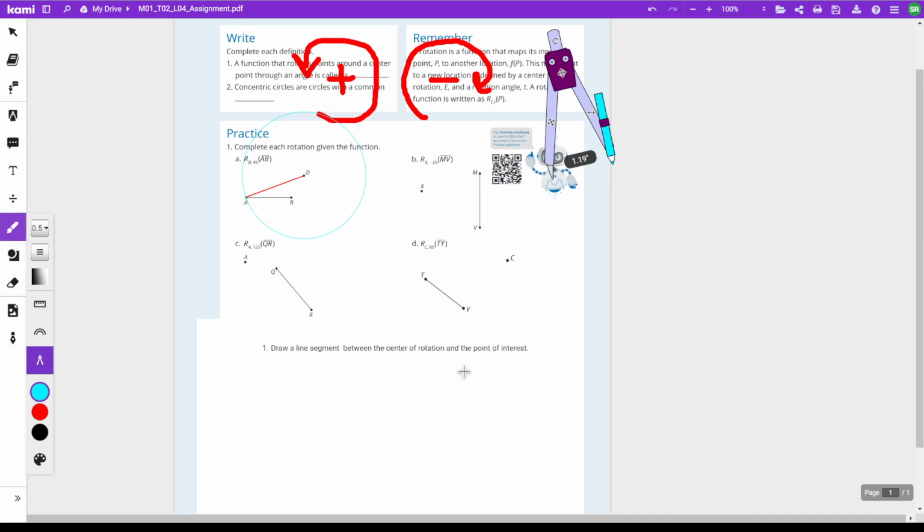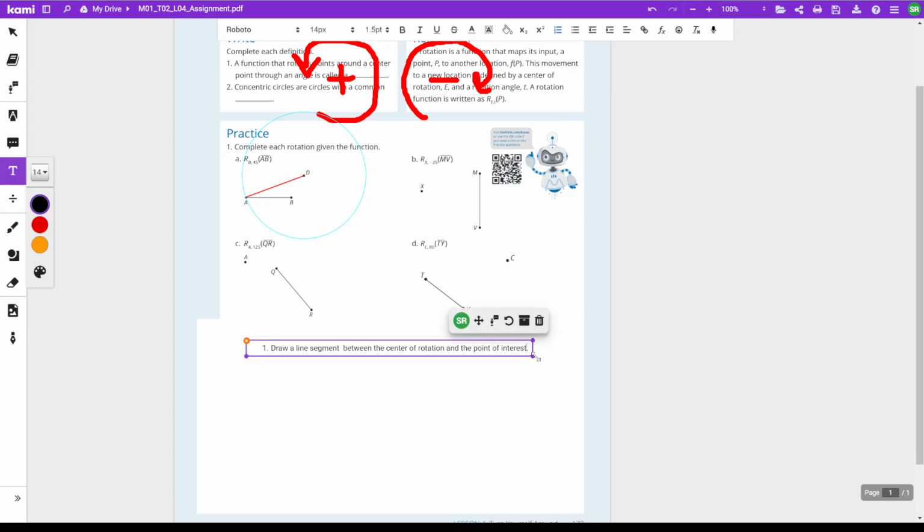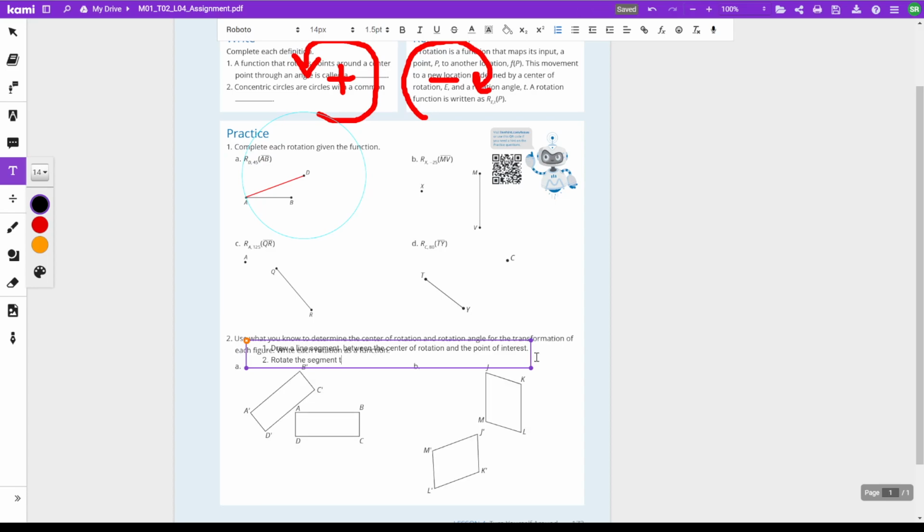Okay, but on your paper, this is the only step that you need to do here. You need to make this line segment. And then we're going to go ahead and move on to step 2. So step 2 is to rotate the line segment the specified angle.